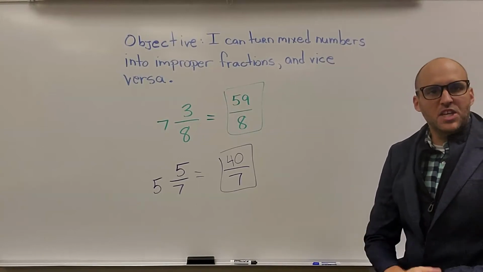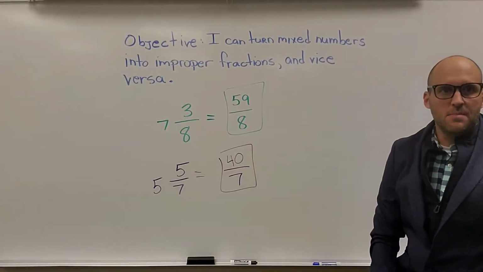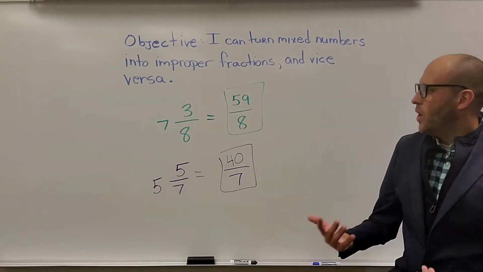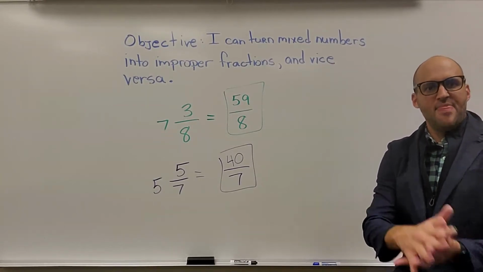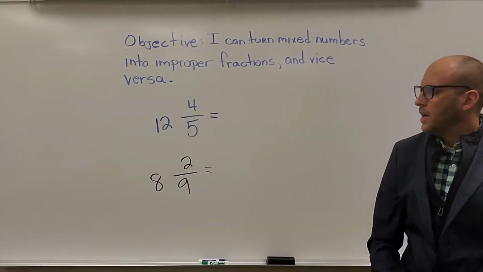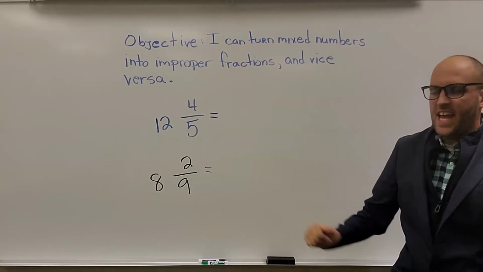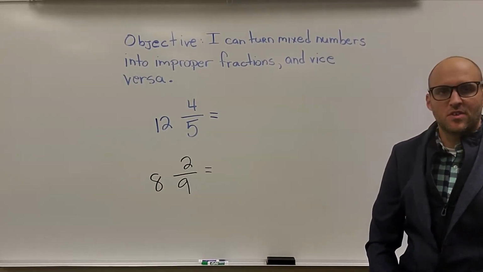Again, multiplication facts are very important. If you make a mistake with 7 times 8, or you make an adding mistake, those are where you're going to make these mistakes when you're doing mixed numbers to improper fractions. Let's do 2 more problems, and then we're going to go the opposite way. All right, friends, we have 12 4/5 and 8 2/9. Go find the improper fractions for both these problems.